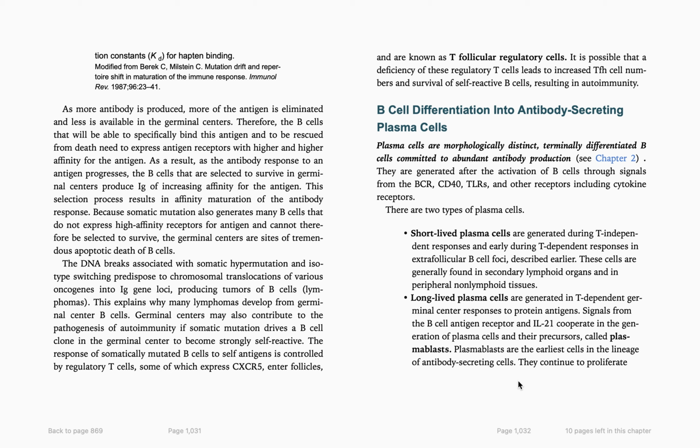The response of the somatically mutated B cells to self-antigen is controlled by regulatory T cells, some of which express CXCR5 and are known as T follicular regulatory cells. It is possible that deficiency of these regulatory T cells leads to increased T follicular helper cell numbers and the survival of self-reactive B cells, resulting in autoimmunity.